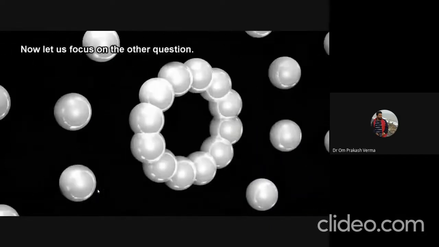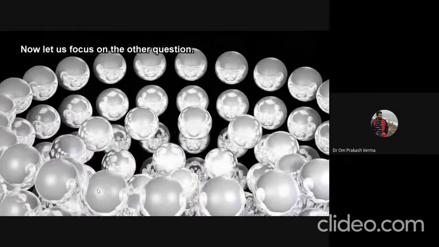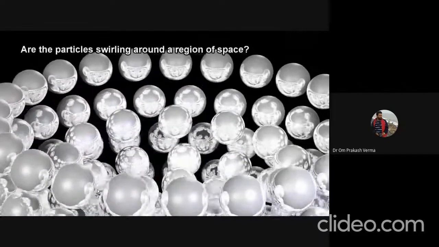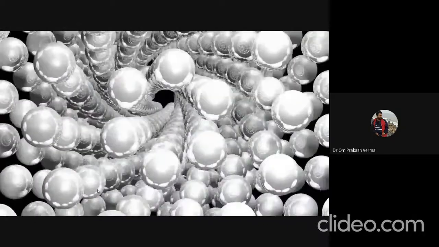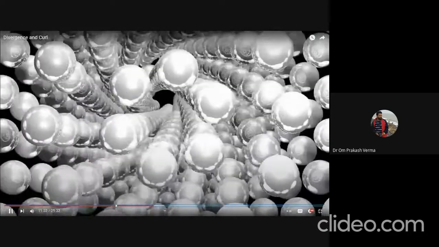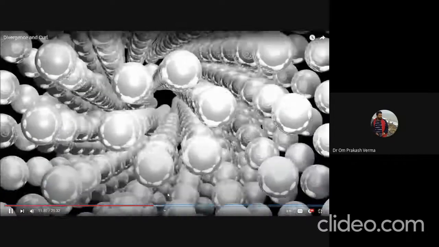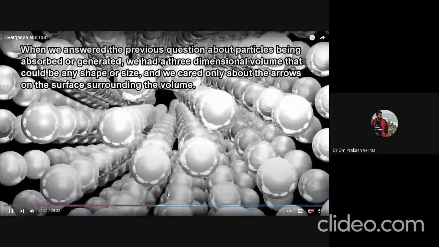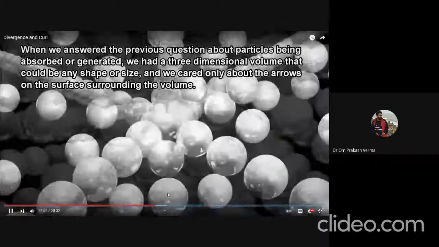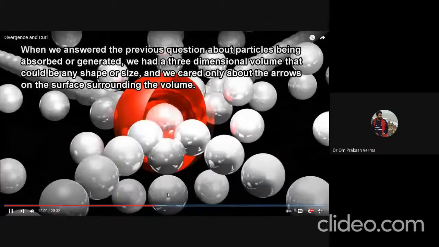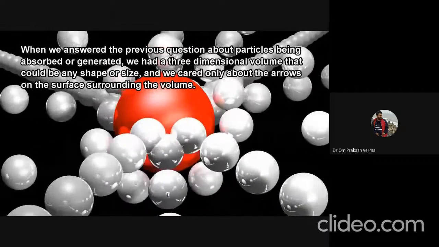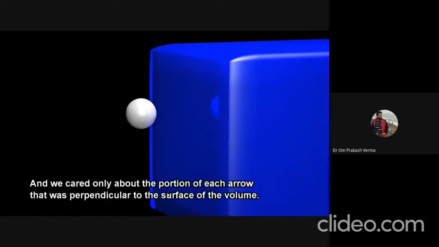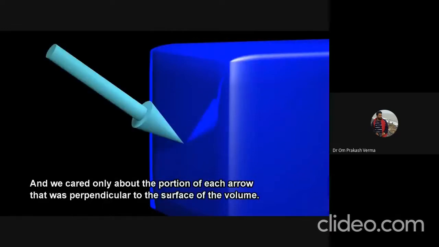Now let us focus on the other question. Are the particles swirling around a region of space? When we answered the previous question about particles being absorbed or generated, we had a three-dimensional volume that could be any shape or size, and we cared only about the arrows on the surface surrounding the volume. And we cared only about the portion of each arrow that was perpendicular to the surface of the volume.